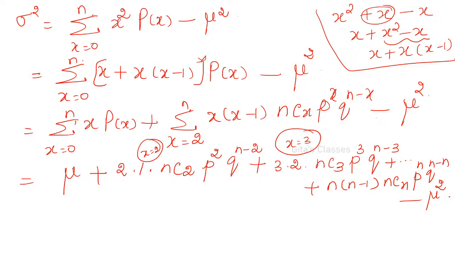Yes, any doubts, ma? Otherwise we'll go to the problems. Sigma squared, and now I am writing this separately, x into this term. X into p of x and this term into p of x in the second one. In this p of x, I am writing nCx into p power x q power n minus x minus mu squared. Very simple. Okay, Manaswini, we will proceed. Okay, ma. Yes, thank you.